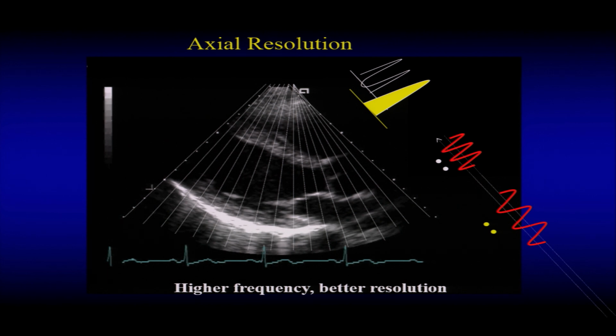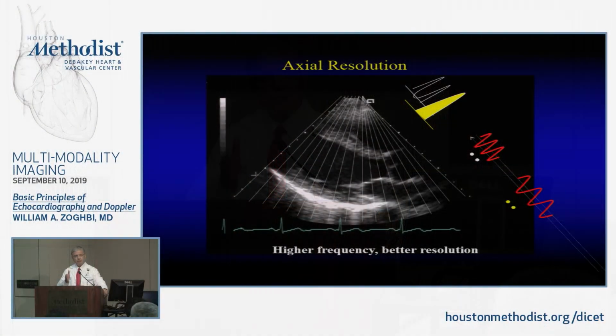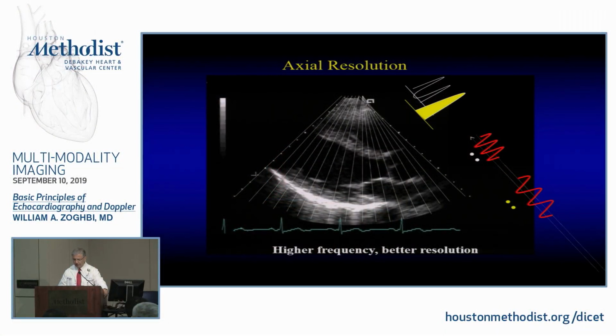There is a downside to it. At times, you may not have the energy to penetrate the chest all the way down, and that's why you can go back to a little lower frequency, which has much higher energy. Now, the beauty of your new systems is they have multi-frequency transducers. In the past, you had dedicated transducers. I had a 5 megahertz, a 3.5, a 2.5 megahertz, and I had to change them. Nowadays, electronics are much nicer, okay? So axial resolution depends predominantly on the frequency.